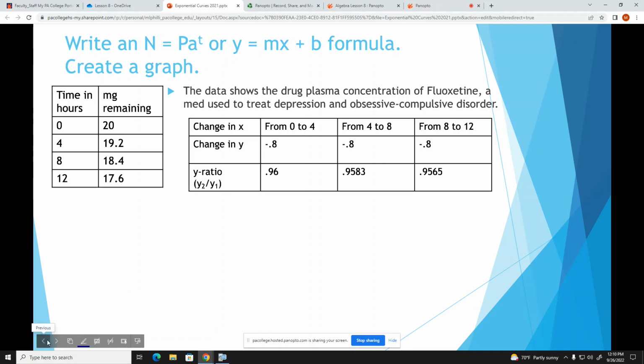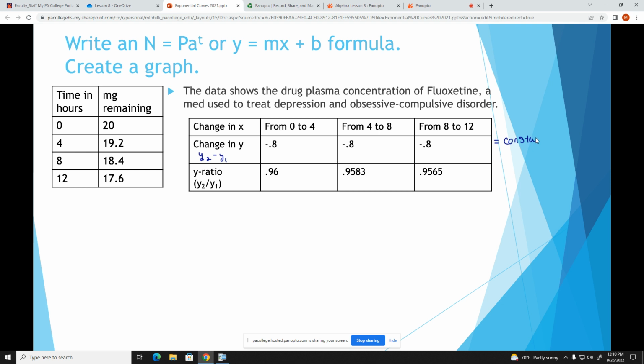In this video, we are asked to write an NPAT formula or a y equals mx plus b formula, and we're also asked to create a graph. We're told that the data shows the drug plasma concentration of fluoxetine, a med used to treat depression and obsessive compulsive disorder. As I look at the change values, the first thing I notice is that change, which I know to be y2 minus y1, turns out to be constant.